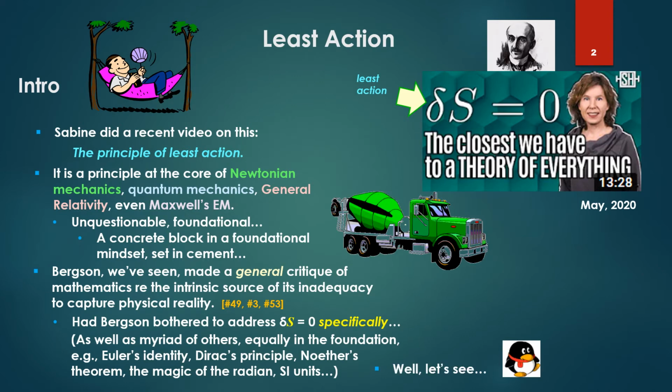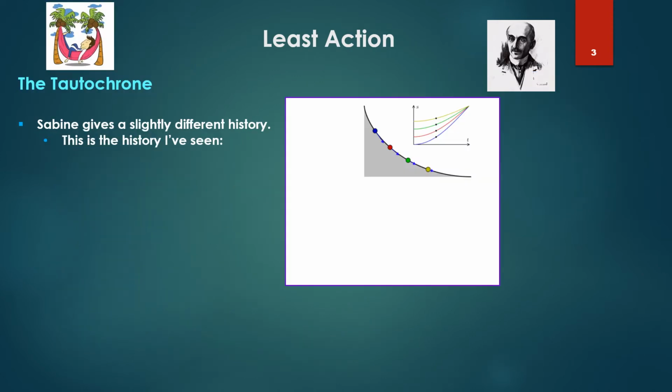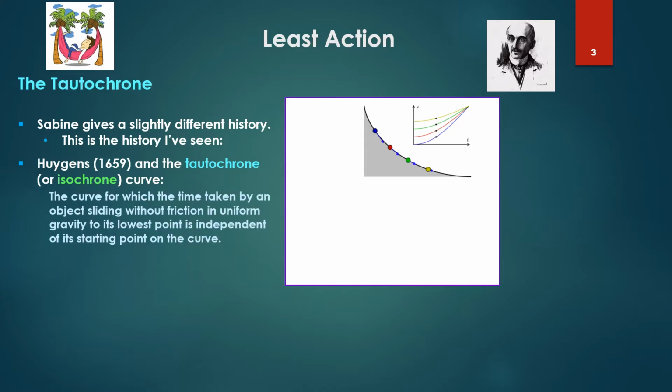So let's see. Sabina gives a slightly different history. This is the history I've seen. Huygens, around 1659, addressed the tautochrone or isochrone curve. Now this is the curve for which the time taken by an object sliding without friction in uniform gravity to its lowest point is independent of its starting point on the curve.